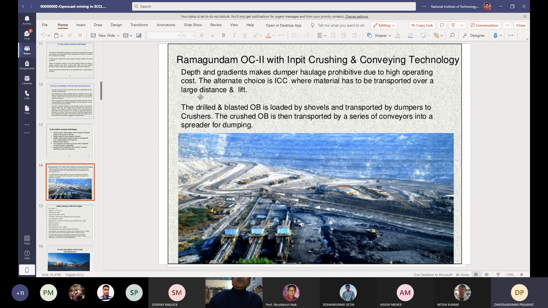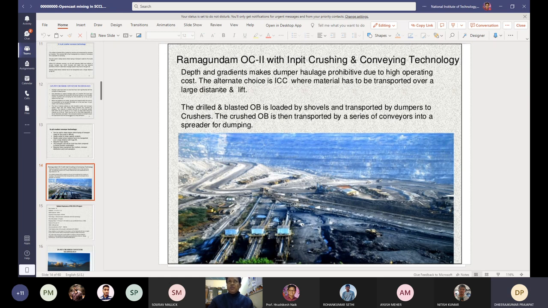So how do they do it? In Ramagundam, the depth of the mine is very high and the gradient is also very high. Depth and gradient make dumper haulage very difficult due to high operating cost. If the depth of the mine increases, or the gradient of the haul roads increases, then it is difficult to go for a truck haulage or dumper haulage system. The cost will be very high in the case of deep open cast mines, steep deposits, and high gradient haul roads.